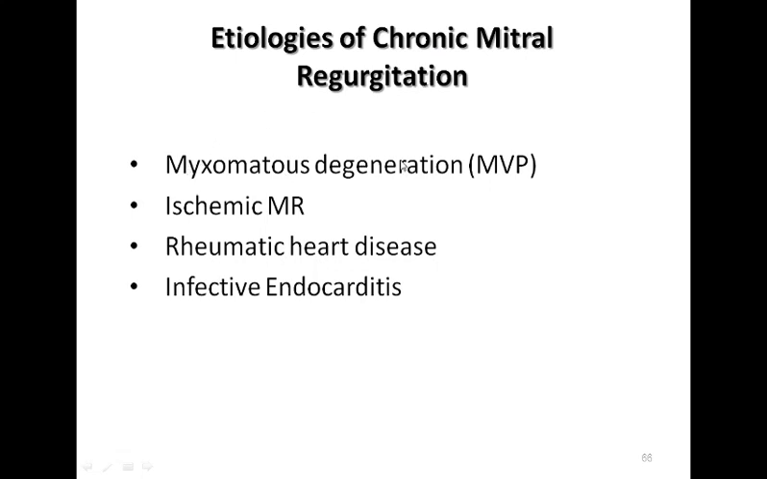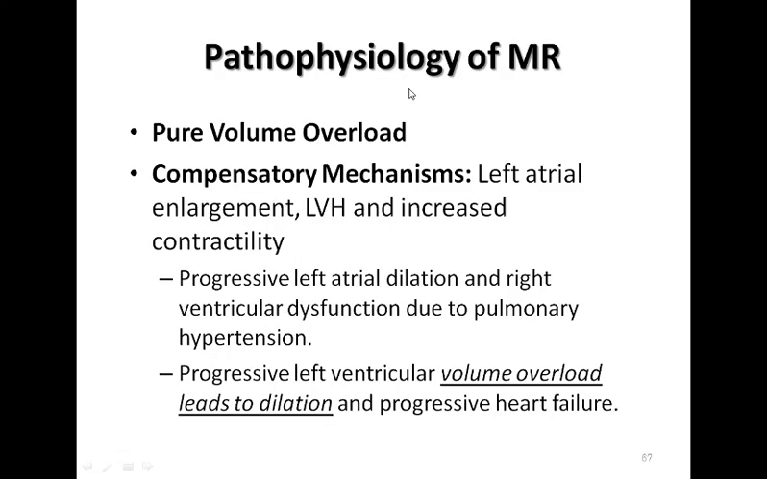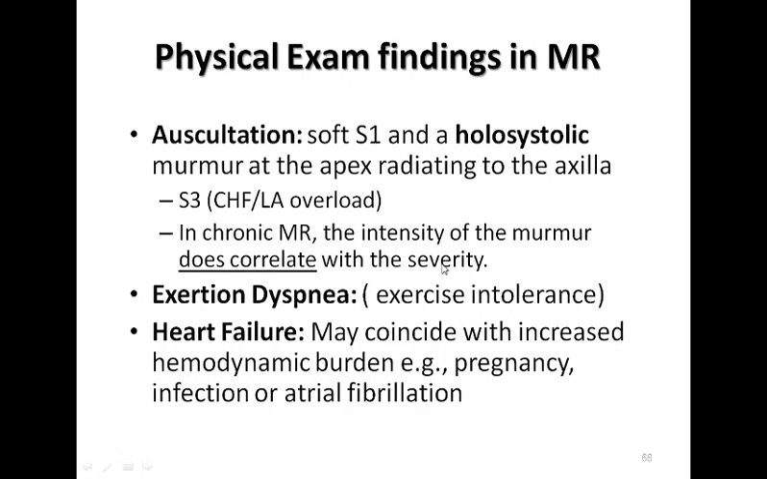Myxomatous mitral valve, that is mitral valve prolapse, ischemic mitral regurgitation, rheumatic heart disease, infective endocarditis. So the pathophysiology of chronic mitral regurgitation is due to pure volume overload. And there will be compensatory mechanisms like left atrial enlargement, left ventricular hypertrophy and increased contractility, and there will be progressive left atrial dilatation and right ventricular dysfunction due to pulmonary hypertension. Progressive left ventricular volume overload leads to dilatation and progressive heart failure.